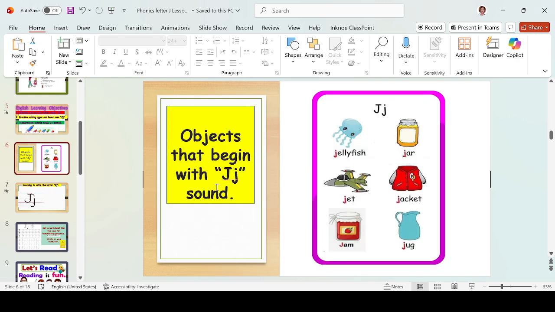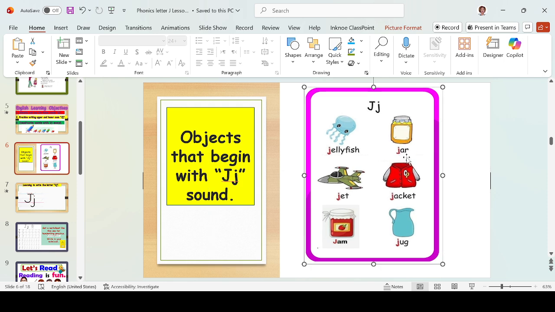The next one, we are going to talk about the objects that begin with that J sound. Look at the picture. I want you to pause the video and try by yourself to name the objects. Try to name the pictures. What can you see here? What is this? Very good. This is a jellyfish, okay? Jellyfish. All right. The next picture, what is this?